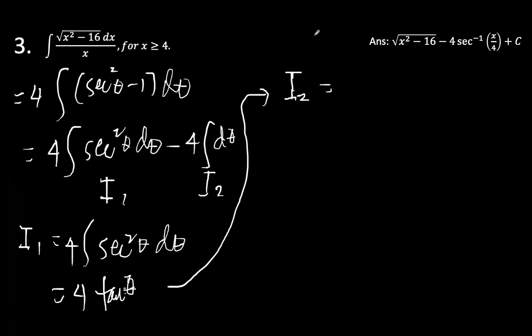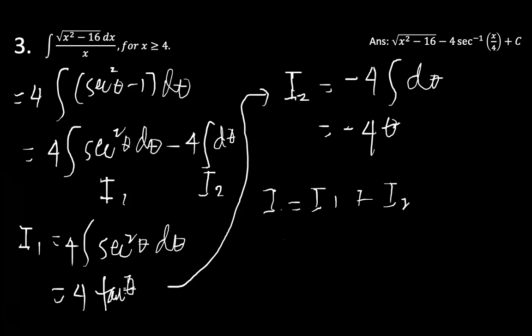So let's go to the second integral, which is -4 times the integral of 1 with respect to theta. So this is -4 times theta, correct? The integral of 1 d theta is equal to theta. Therefore, the integral is equal to integral 1 plus integral 2, which is equal to 4 tangent theta minus 4 theta.